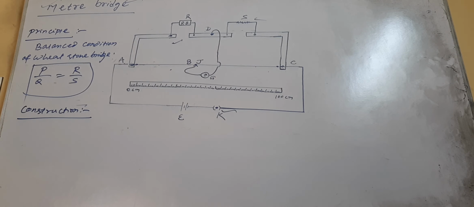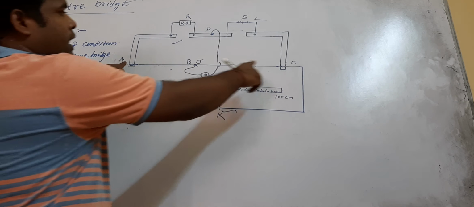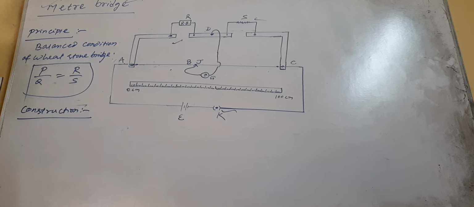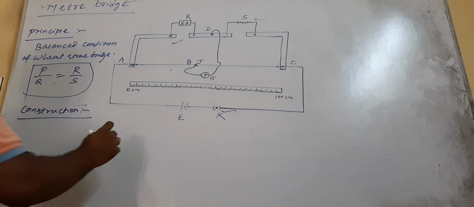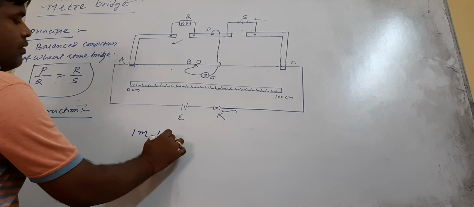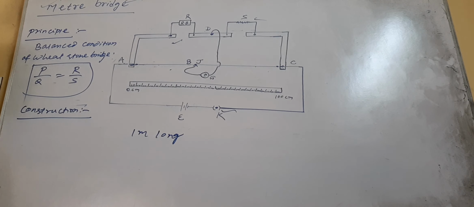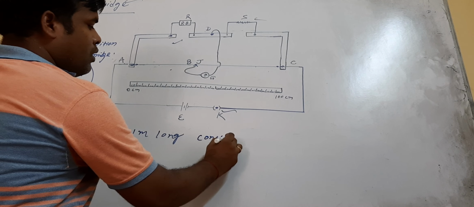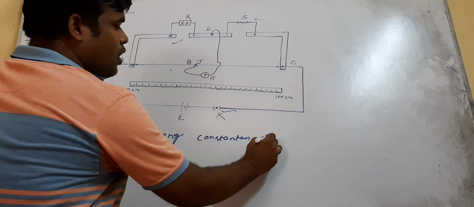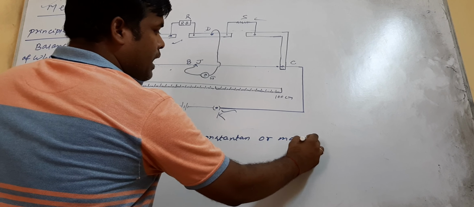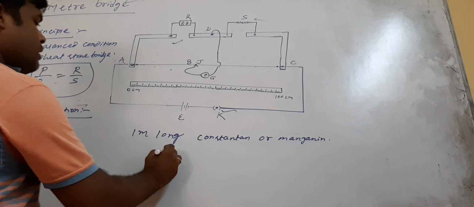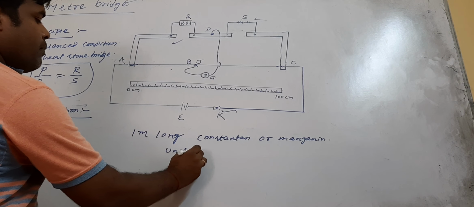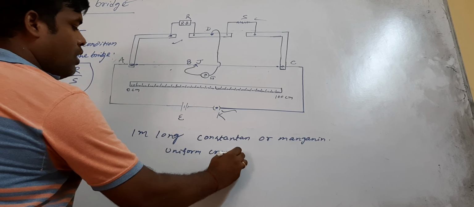Before going to construction, you see the figure. In the figure, you see the wire SC. The wire SC, that is 1 meter long. Its length is 1 meter. It is made up of constantan or manganese having uniform cross section.